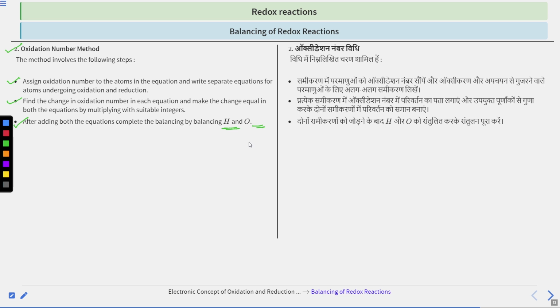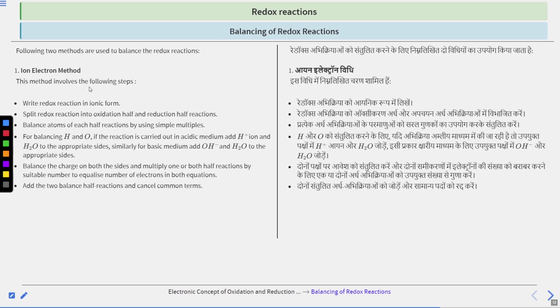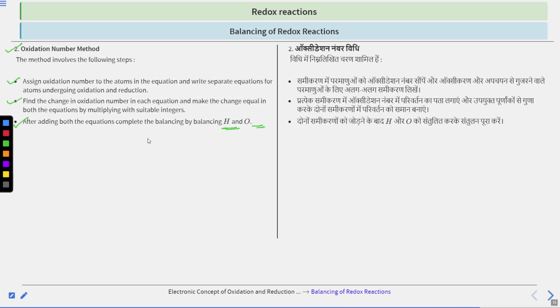So in the oxidation number method, we focus on the change of oxidation number. In the ion electron method, we have to see whether the charge is balanced and the atoms are balanced, and then we add. And we also have to separate the reaction into two half reactions. But in the oxidation number method, we just have to see the change in oxidation number.